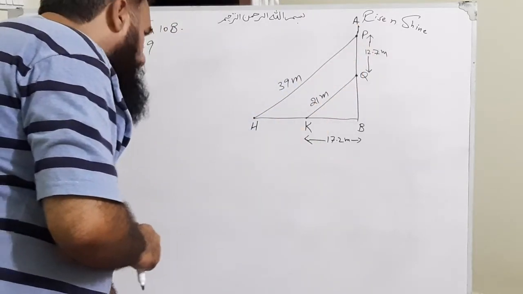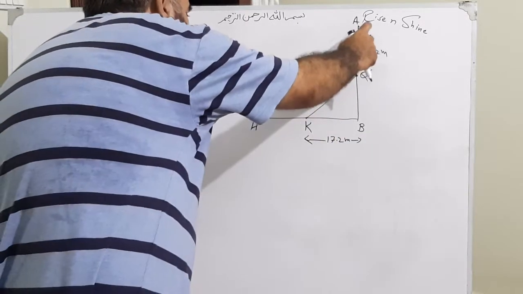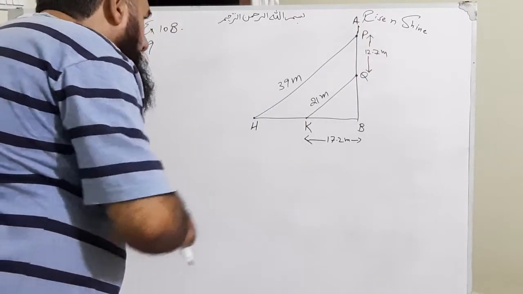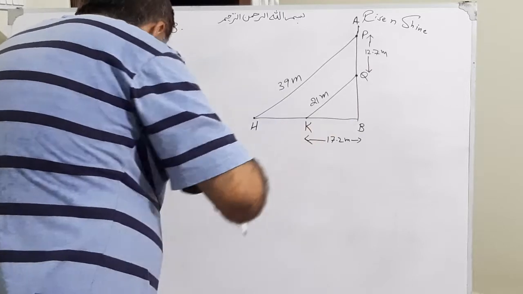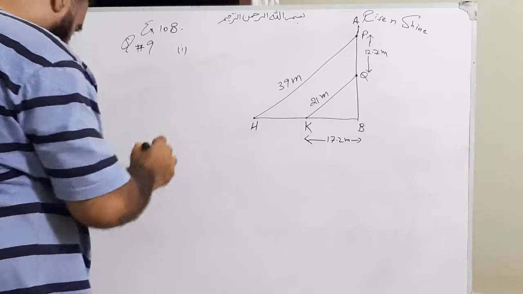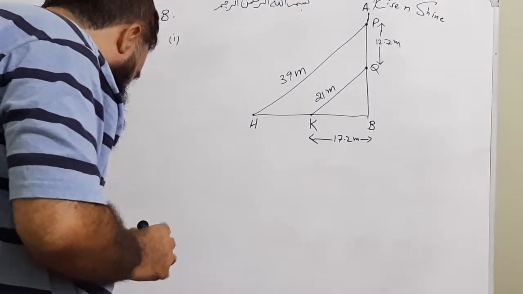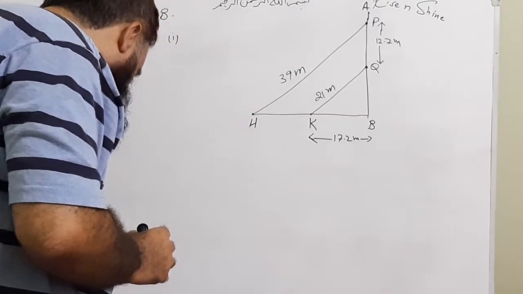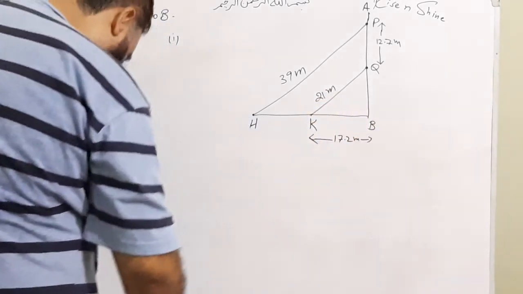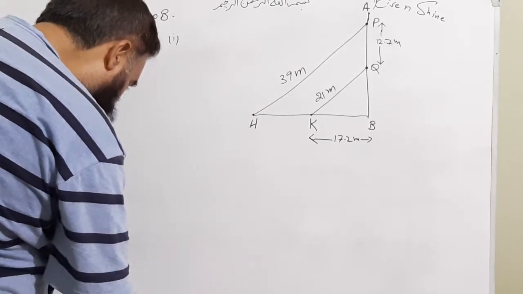KB is equal to 17.2 meters. PH is 39 meters. And QK is 21 meters. Find, the first part is, find BQ, the height above the ground at which the spotlight Q is mounted.